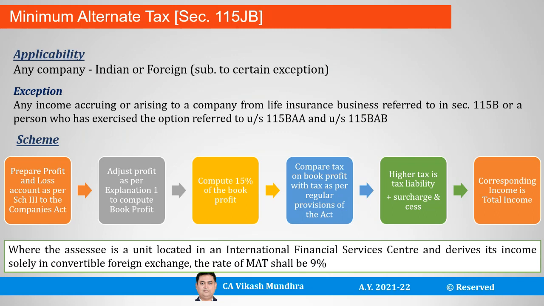15% of book profit. Compare that figure with your normal tax liability. What is normal, sir? That means the other provision. You are required to compare 15% of book profit with your regular tax liability. Whatever be the tax rate applicable to you, you computed your income, applied 30% or 25%, whatever be the rate. Just compare two figures: the 15% of book profit and your regular tax liability.